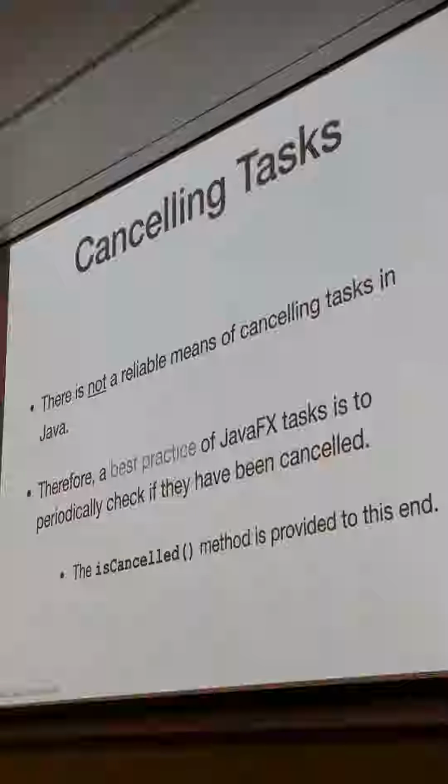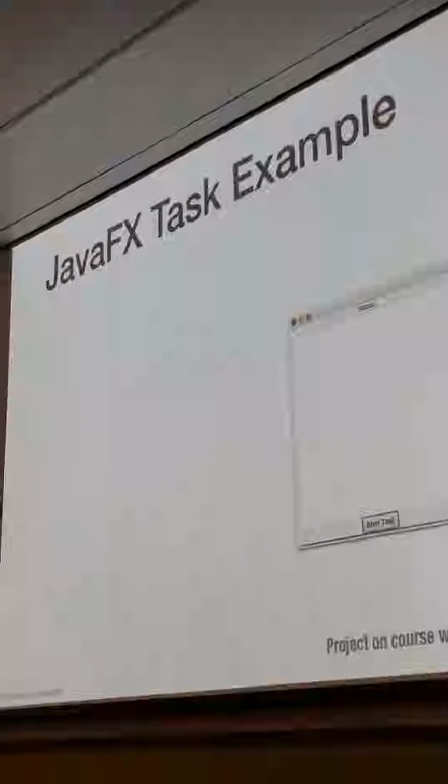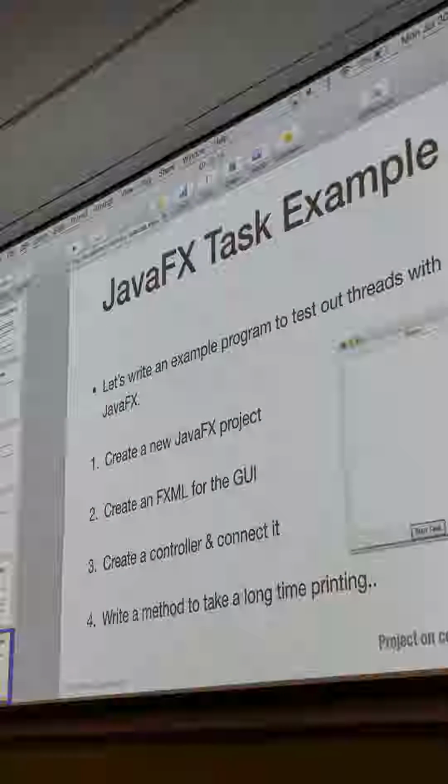So there's a nice method called isCanceled. So instead of saying, is my task succeeded or failed, I'll check to see if it's canceled first, and then I'll check to see if it failed or succeeded. All right, so there's an example on the course website that's kind of built to do this.